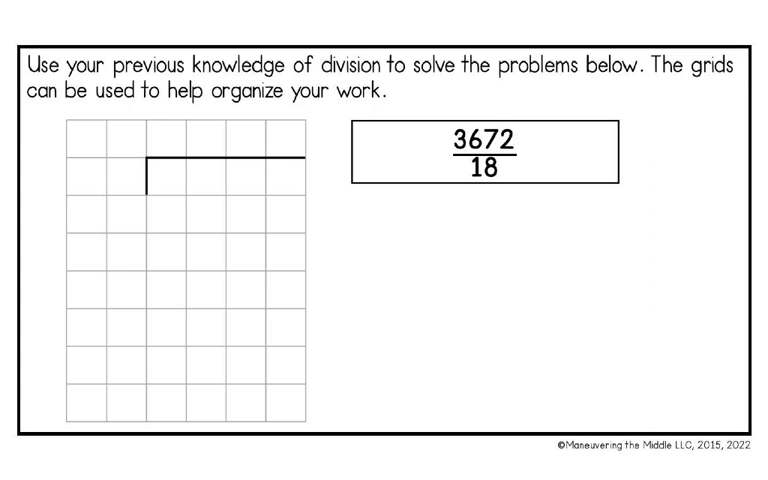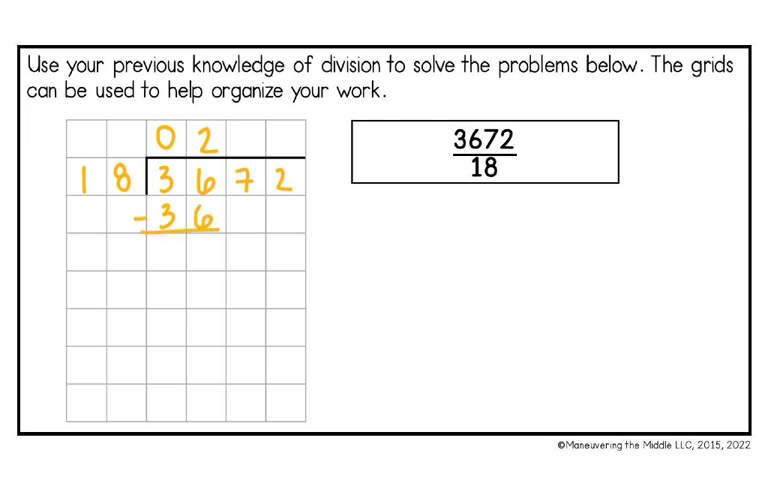Now we have a problem, 3,672 over 18. So this one is written as a fraction. So I'm going to put 18 on the outside and 3,672 on the inside. So I'm going to start by thinking, how many times can 18 go into 3? It can't, so that's a 0. How many times can 18 go into 36? Well, that would be twice. And 2 times 18 is 36.